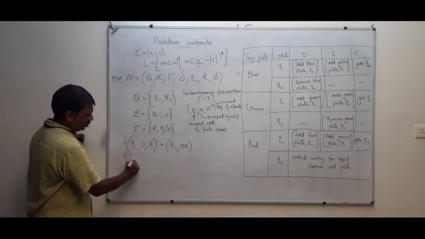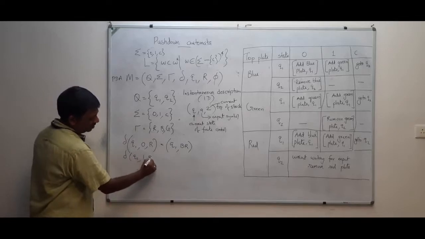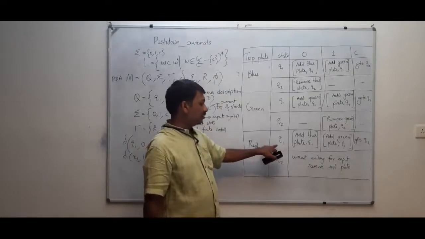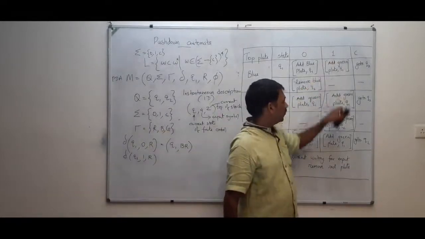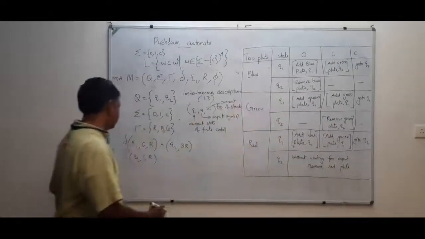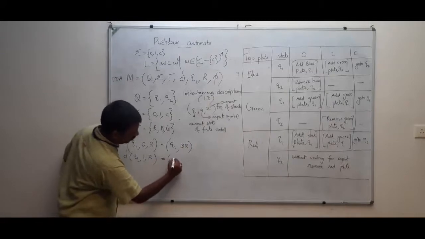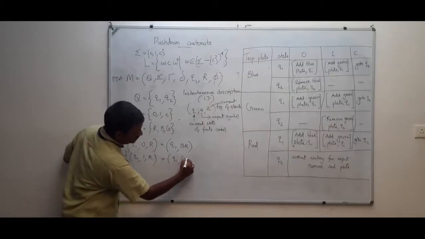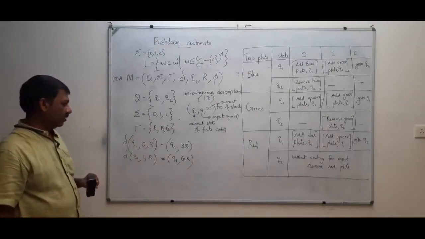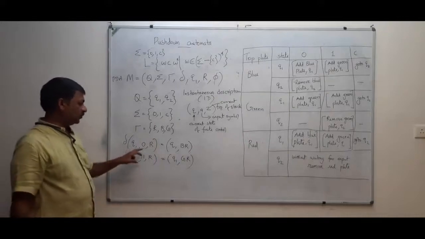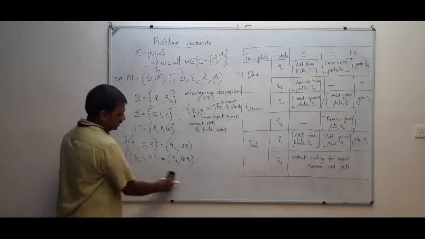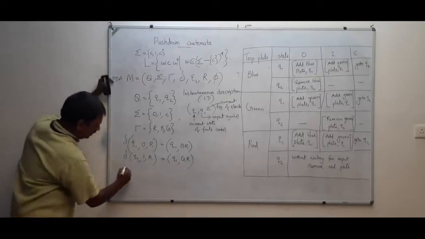Now what about Q1 1 R? That means if the current top is red and the current state is Q1, and if you read 1, what will happen? A green plate is added. That means Q1 followed by GR. Green plate is added. Okay. Now these are the two moves for red.